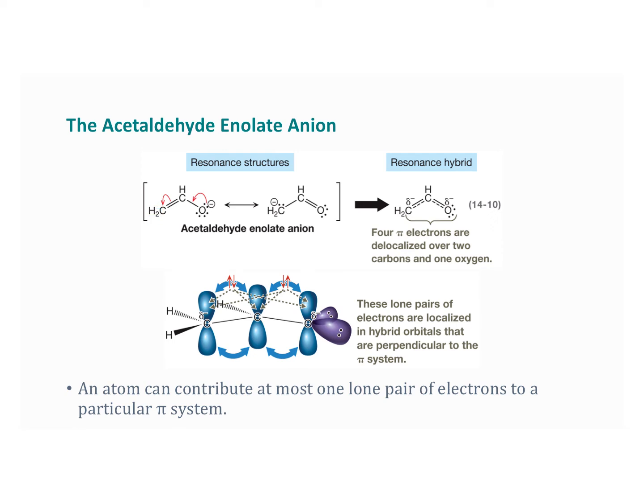The electron movement indicates that the oxygen contributes 1 lone pair of electrons to the acetylide enolate anion's pi system. And so the 2 other lone pairs shown here are perpendicular, and that means they're going to be isolated from the pi system. And so we can make an even more general rule that an atom can contribute at most 1 lone pair of electrons to a particular pi system. So that's a more general rule as we're looking at these pi systems.